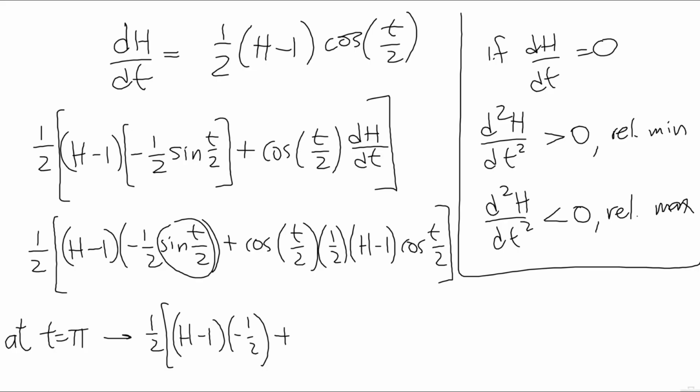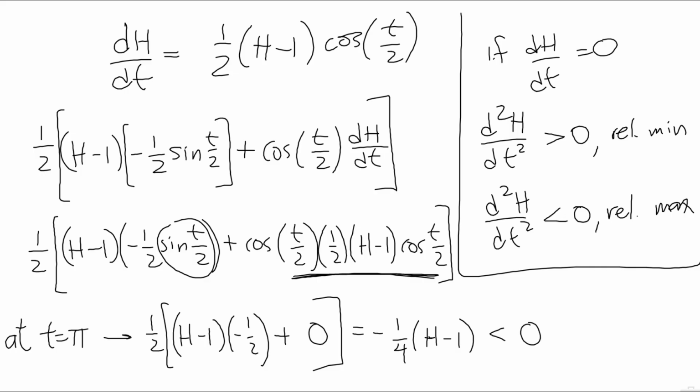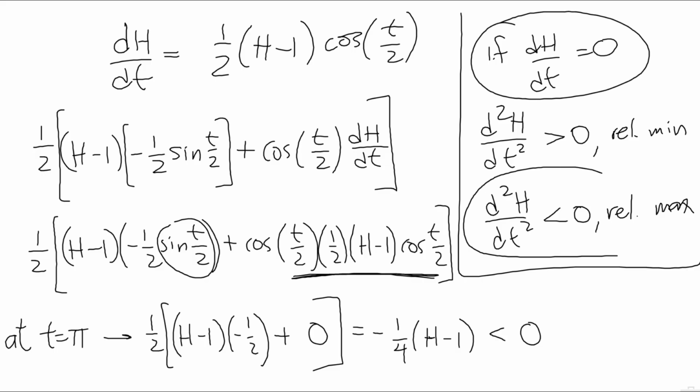And then we have plus the cosine of pi over 2, and we know that the cosine of pi over 2 is equal to 0. So this whole term is just going to equal 0. And so now we can see that this is just negative 1/4 of h minus 1. And we knew that h was always greater than 1, so we know that h minus 1 is always positive. So negative 1/4 of it is less than 0. And so we would indicate that at a place where the derivative was equal to 0, the second derivative was less than 0, and therefore we'd have a relative max, which is exactly what we got using the other method.